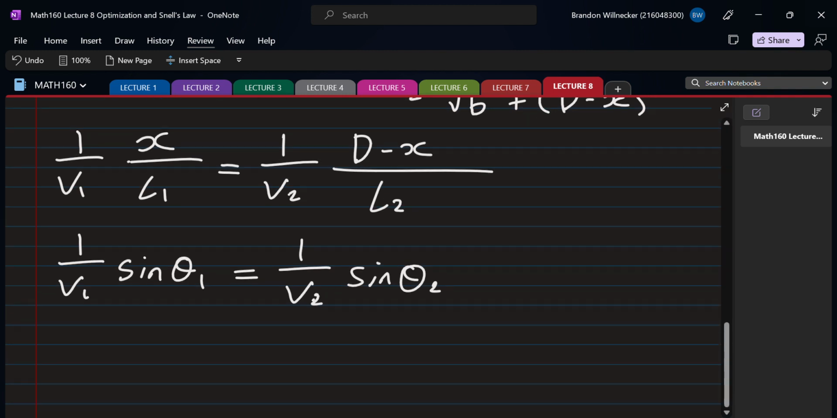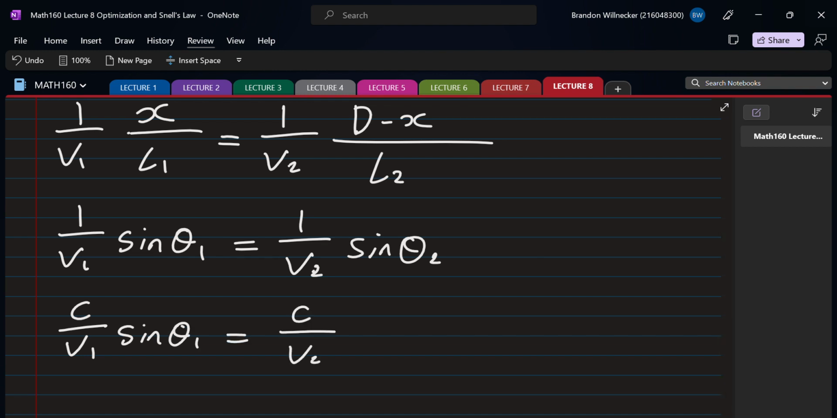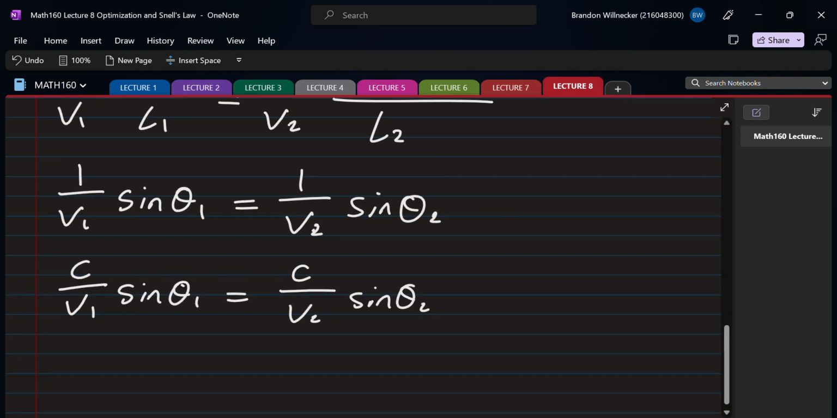Now we want to turn this into Snell's law with the refractive indices. The way we can do that is multiply through by c, the speed of light. So c over v1 sine theta 1 is equal to c over v2 sine theta 2. And then this ratio of the velocities is just the definition of the refractive indices.